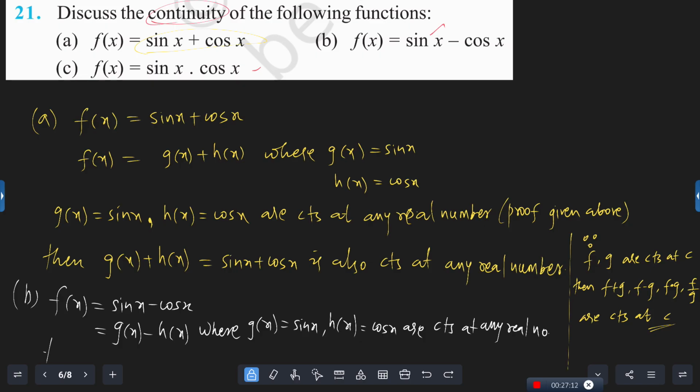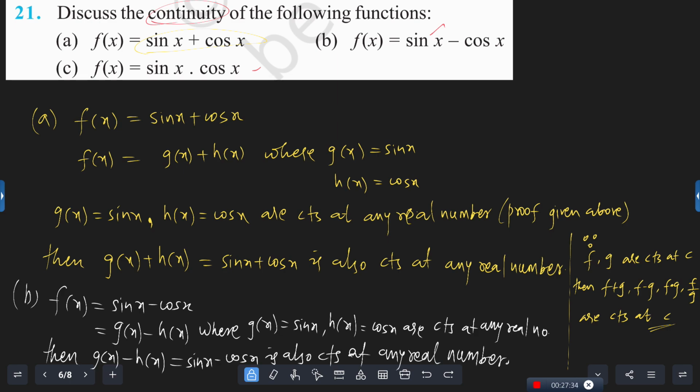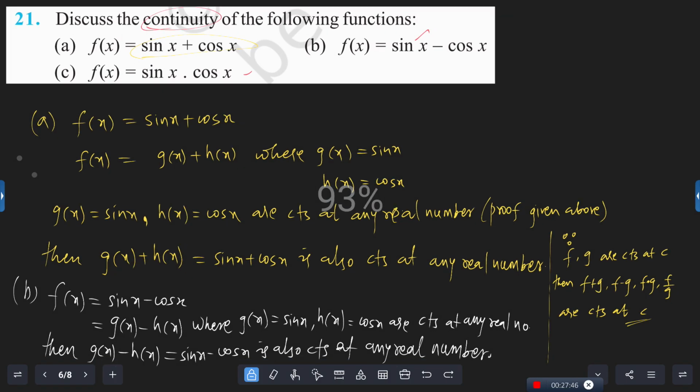Then you write that g of x minus h of x, which is equal to sin x minus cos x, is also continuous at any real number. For this we use the second result. With the help of the second result I am telling this. Like that, the third one, C1, you people can write in the same manner.